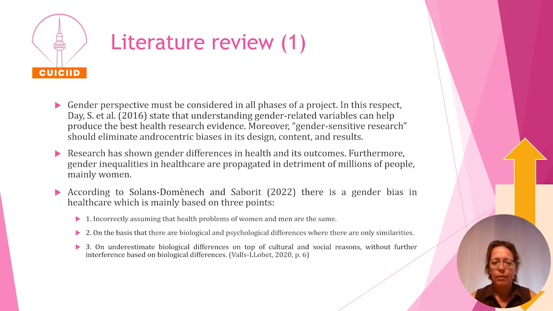According to Solans, Domènech, and Savorit, there is a gender bias in healthcare, which is mainly based on 3 points: incorrectly assuming that health problems of women and men are the same, on the basis that there are biological and psychological differences where there are only some limitations and similarities, and underestimating biological differences on top of cultural and social reasons without further interference based on biological differences, and this is pointed out by Dr. Valls-Llobet.